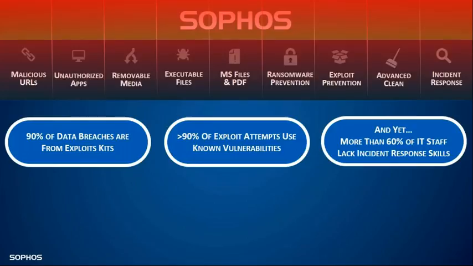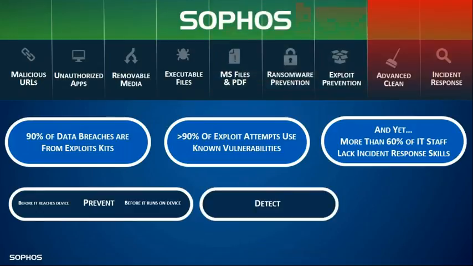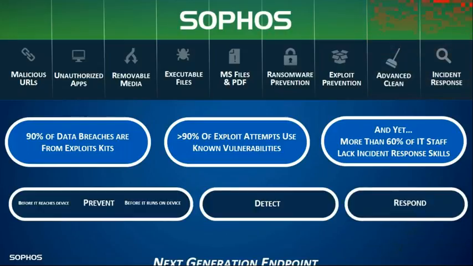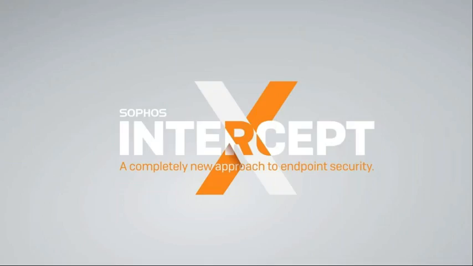And so, if we can help address these problems of exploits, help address these problems of malware by preventing threats before they reach the device, by preventing them before they run on the device, by being able to detect them once they run on the device or if they get on the device somehow, and more importantly, how we then respond to that. It's the combination of all of those factors, covering all of those threat vectors, that allows you to create your own next generation endpoint security that sits on your endpoints and is designed to protect your endpoints.